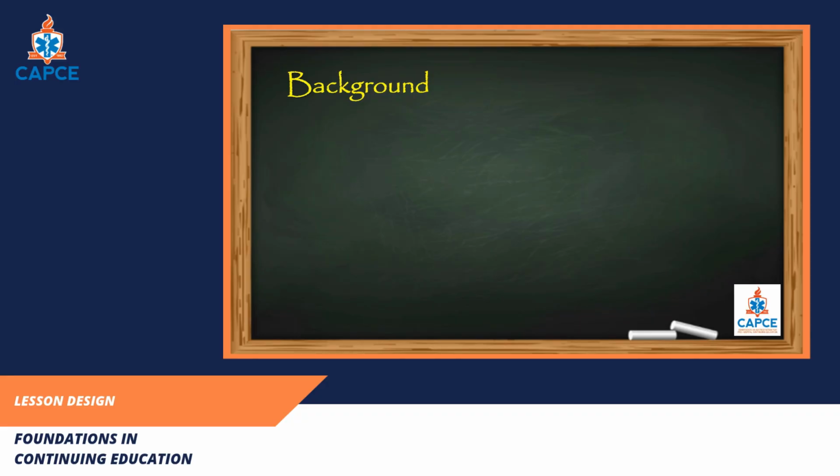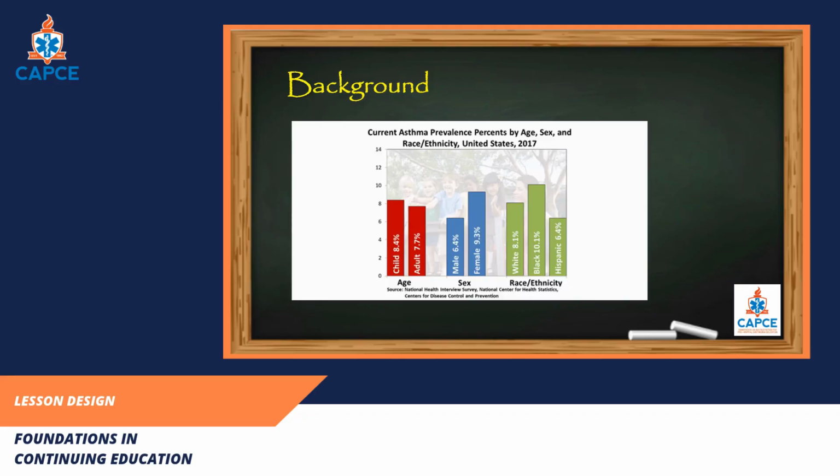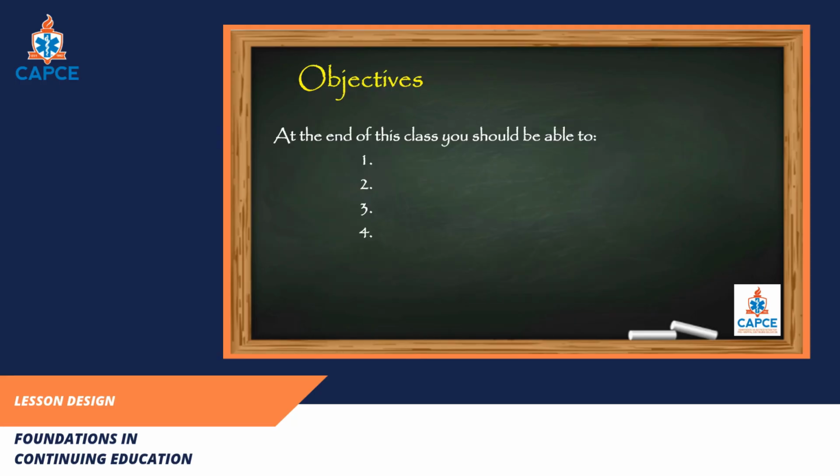A good example from our asthma class is this slide from the CDC, illustrating the prevalence of the disease in the U.S. Objectives. State your performance objectives. Tell them what they're expected to be able to do at the end. Remember, the better they can see the target, the more apt they are to reach it.